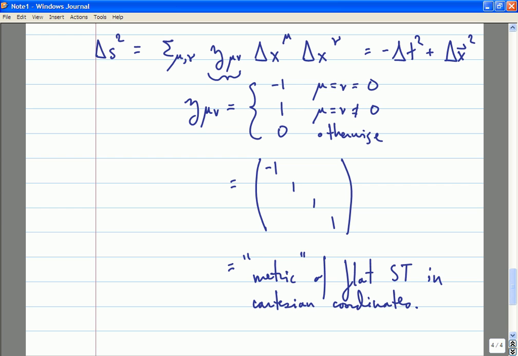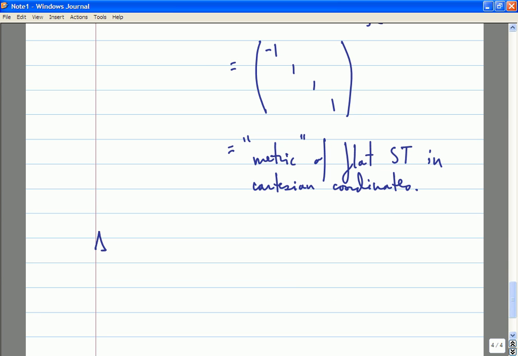So that is some progress. Now I no longer have to write down those two quantities, delta t and delta x, separately. But I am in an especially lazy mood this morning, and so I will introduce another piece of notation. So I will leave off the summation symbol and just write delta s squared is eta mu nu, delta x mu, delta x nu, using what is known as Einstein Summation, the Einstein Summation convention.